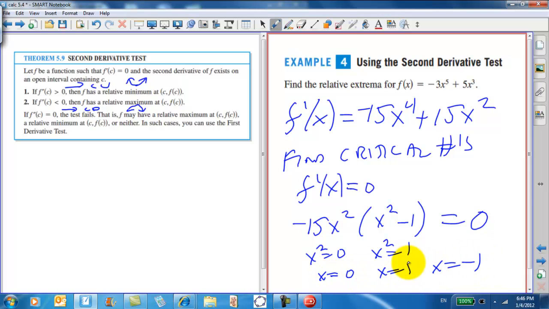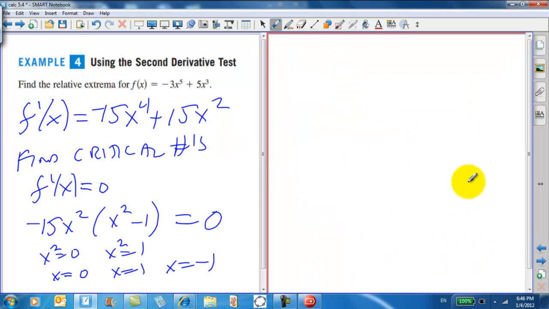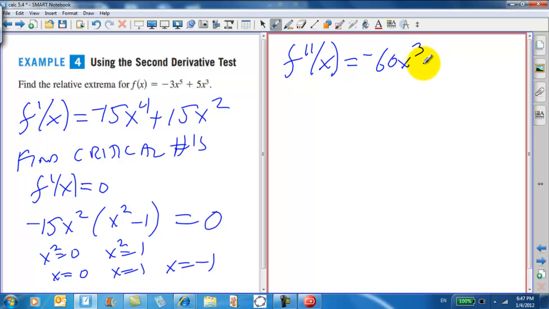Now before, what we'd do is we'd look at all the points in between each of these numbers to see if the derivative is changing sign or not. You don't have to do that with a second derivative test. Got another little trick here we can use. We can say, okay, the second derivative is negative 60x cubed plus 30x.